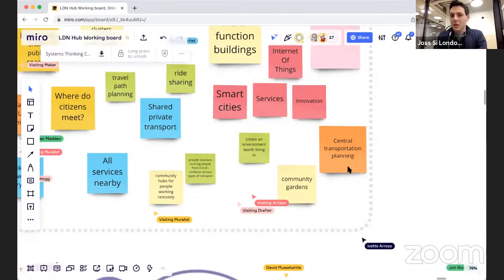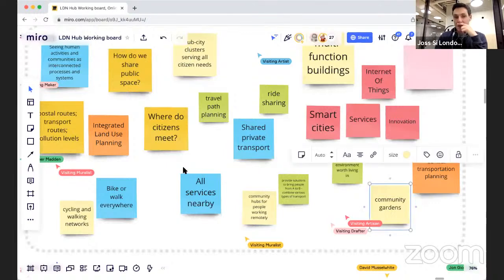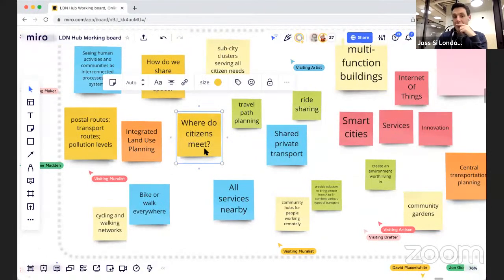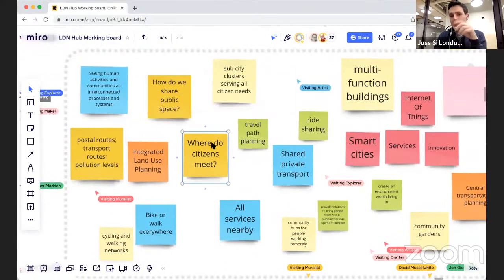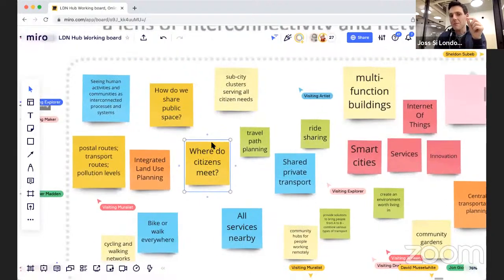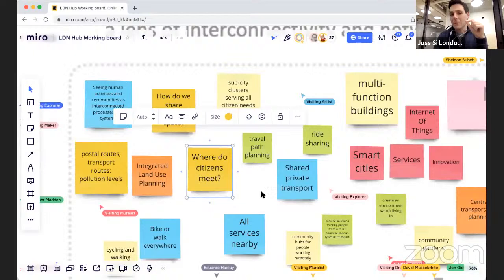Central transportation planning, community gardens. Yeah, connecting a community, right? The garden. Where do citizens meet? Yeah, that's good. That's an interesting question, actually. Do we ask that question? Quite often we say, okay, we need a fancy plaza here, or we need a fancy whatever there. Do we actually ask the question of where do people meet and how do they connect and when do they connect? That'd be a relational way of looking at the world, instead of just saying we need a park here and it's got to have these things and those things. It's actually, how are people connecting?